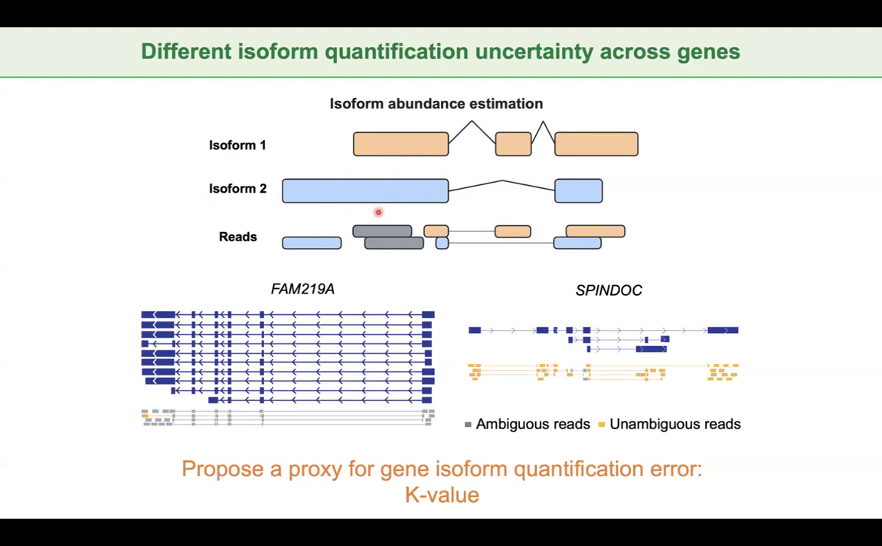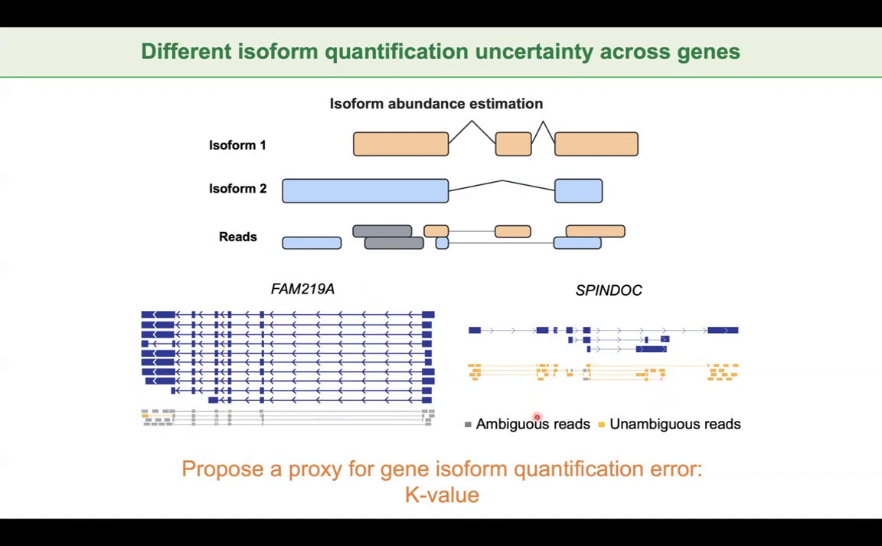For example, the orange reads can be uniquely assigned to isoform 1 and blue reads to isoform 2. However, the two gray reads can be assigned to either isoform 1 or 2. Those gray reads are called ambiguous reads. As shown in these two figures, different genes have different isoform structures and different levels of uncertainty in assigning reads. Some genes have a much higher proportion of ambiguous reads than others.